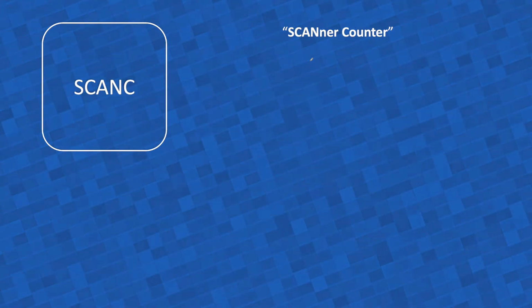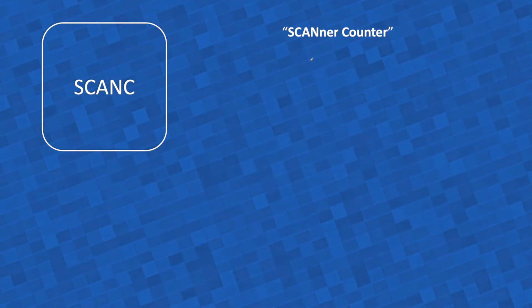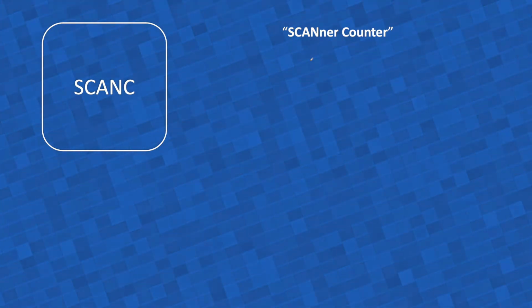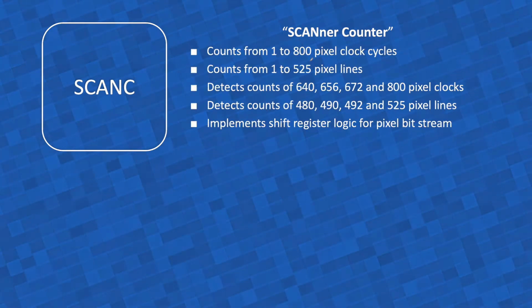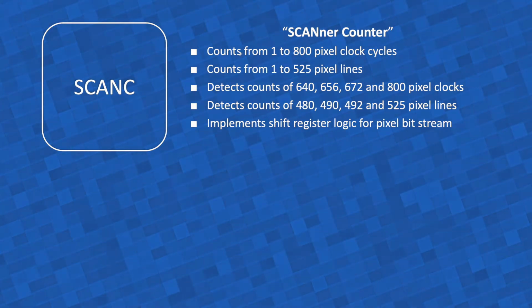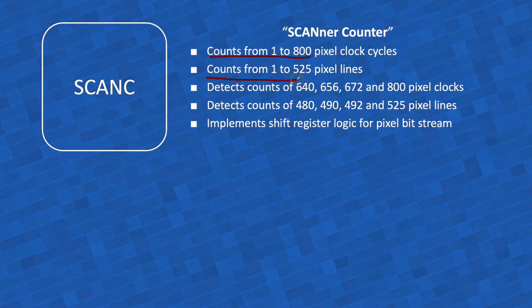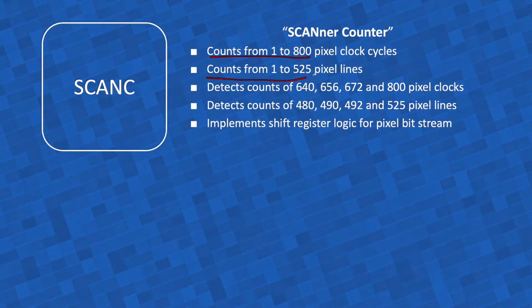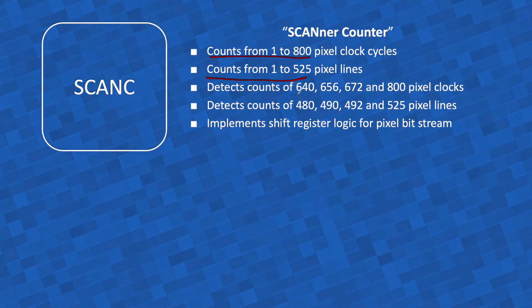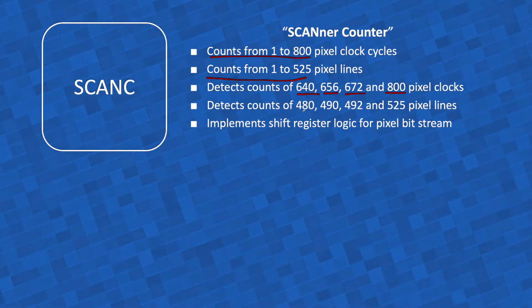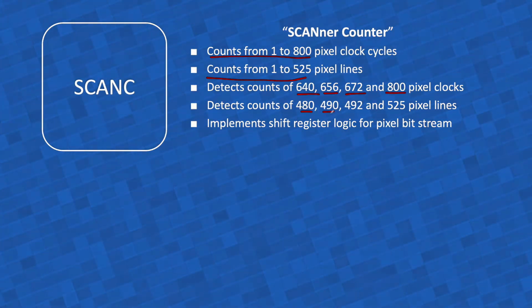So I would use a custom chip implemented on a CPLD that I'm calling Scank, for scanner counter, because as you've seen, counting is a big part of what this chip has to do. Horizontally, it has to count to 800 pixel clocks. Vertically, it has to count to 525 pixel lines, as you've seen, and then it has to detect key moments when it has to do something else, like wait or issue the sync pulse and so on.